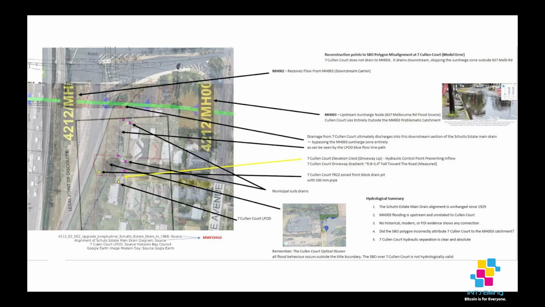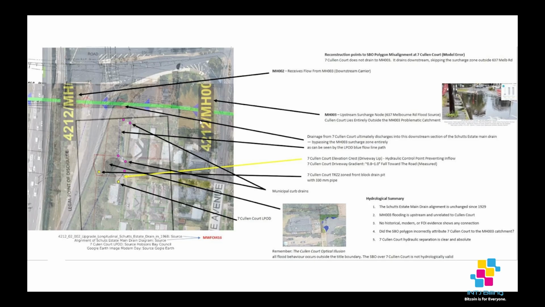So what we have here is the Schutts Estate main drain in 1968, and you can see these annotations here because it was hand drawn in 1968, and you can see annotations around here and here and down here. What I've done is I've overlaid onto that 1968 image the alignment of Schutts Estate main drain. That's a diagram that, again, I obtained under Freedom of Information from Melbourne Water.